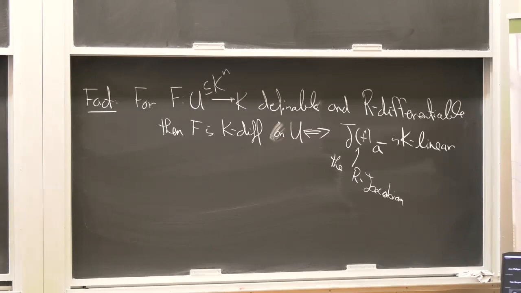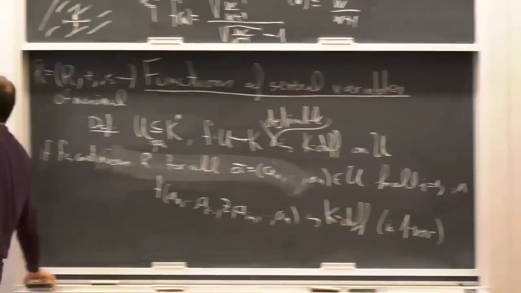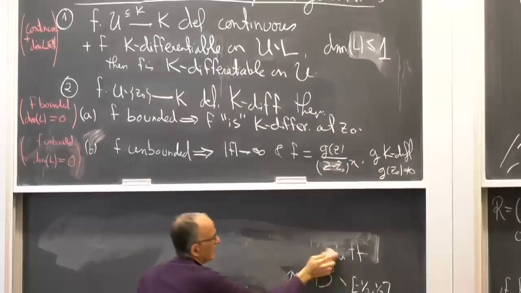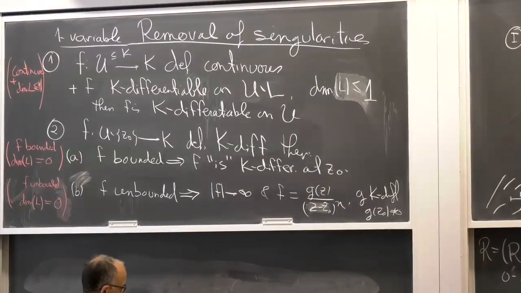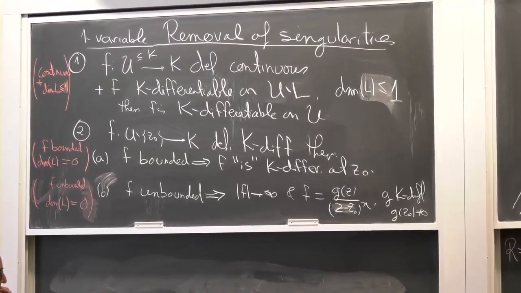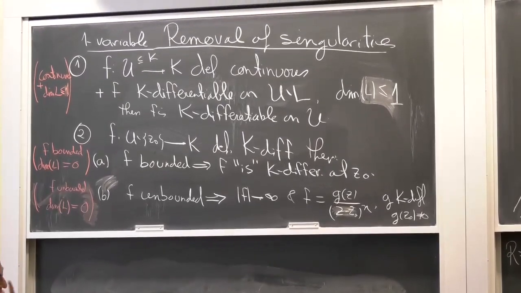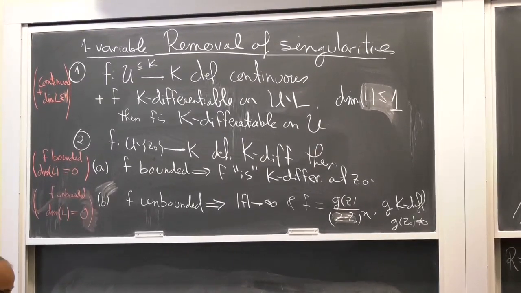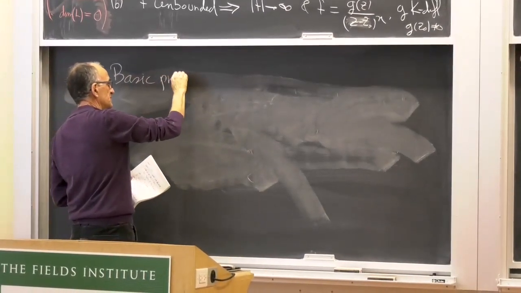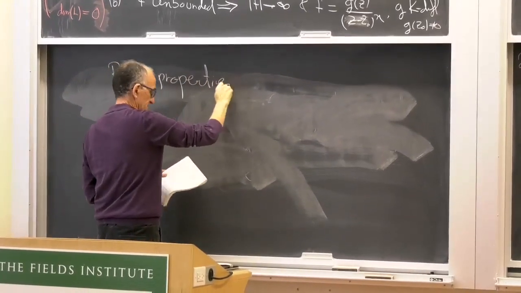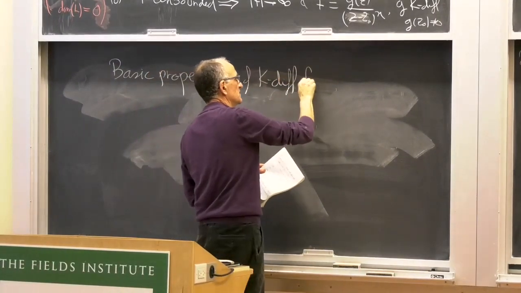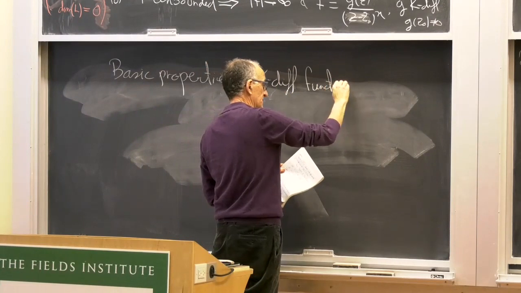All right, so now I will start listing properties which we prove for that, which we will need. They're important by themselves, but I might also need them later when I talk about analytic varieties. So here are some basic properties of K-differentiable functions in several variables.